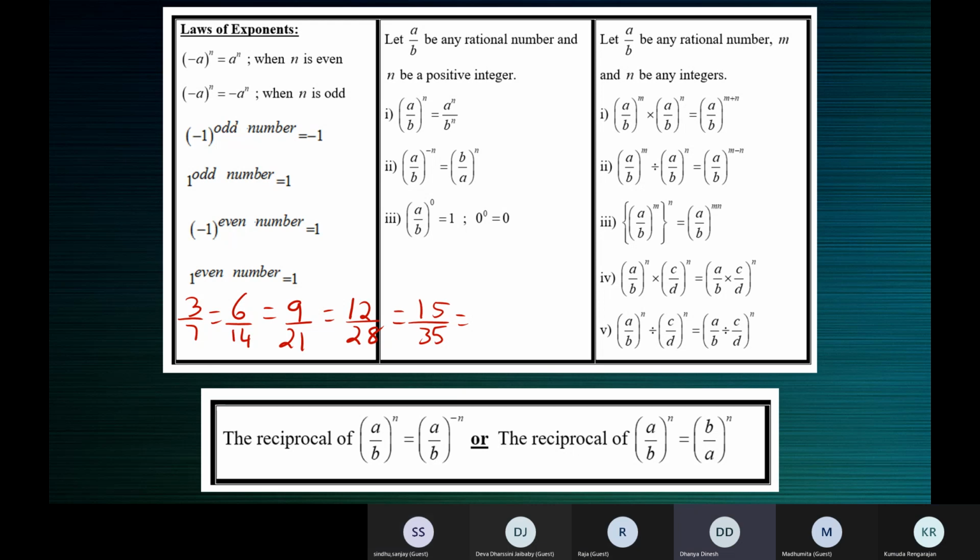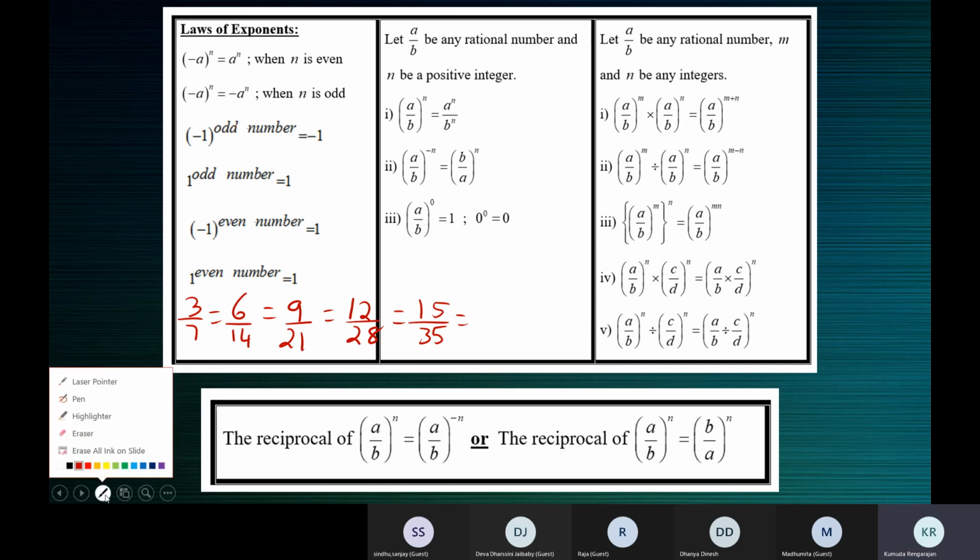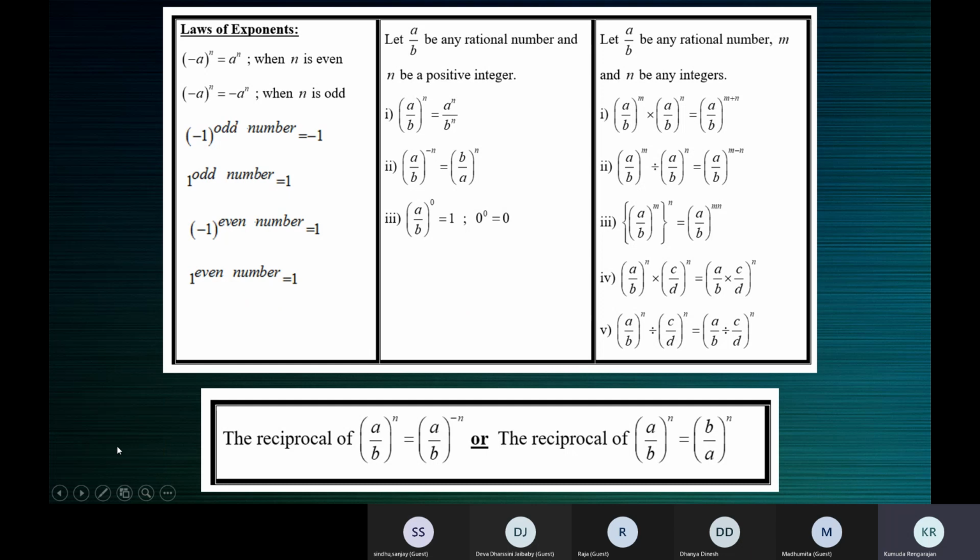Yes, ma'am. These are equivalent fractions, meaning all the fractions have the same value. But reciprocals need not have the same value. Leave the exceptions, like the reciprocal of 1 is 1. Otherwise, in general, the expression is different from its reciprocal.